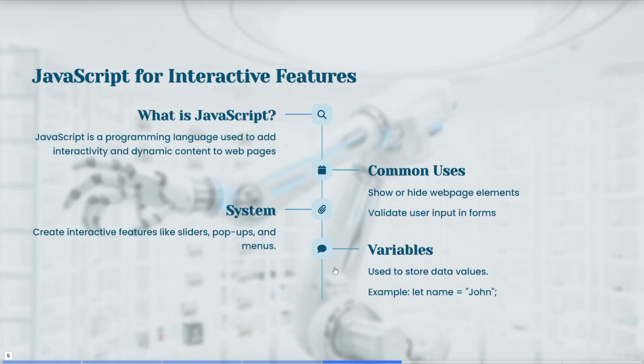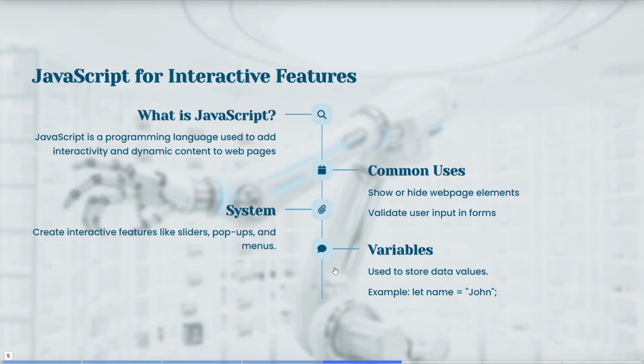And when it comes to JavaScript, what is basically JavaScript? JavaScript is a programming language used to add interactivity and dynamic content to web pages. And some common uses for JavaScript are to hide web page elements. Like, we can't show all the elements to the users. Some elements are hidden from the user, so that can be done through JavaScript.